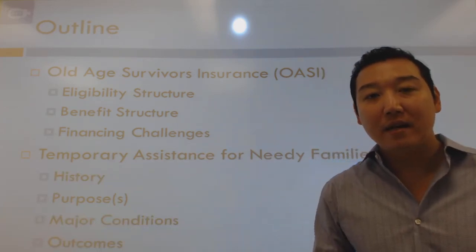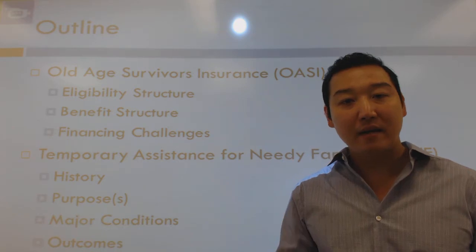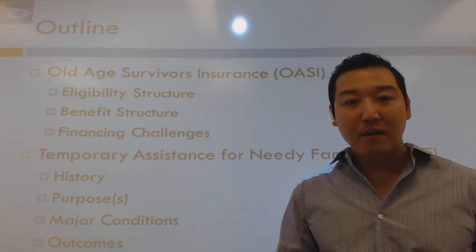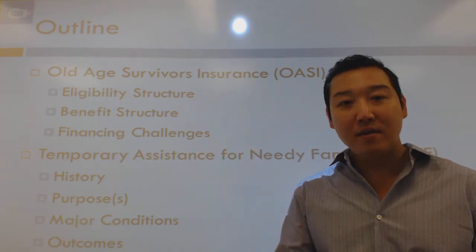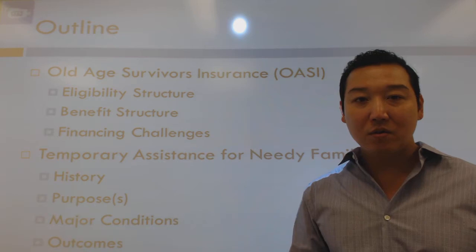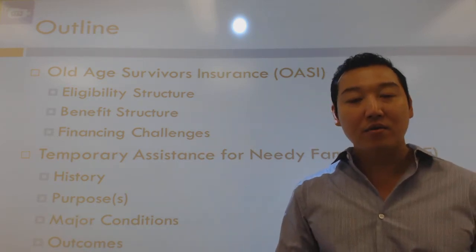All right, so we're now into the second half of the course. And so the first topic that we'll take up in the second half here is looking at the social insurance programs and public assistance programs. We'll dive into these different types of programs. And the first program that we'll look at is old age survivors insurance. This is the formal name given to our Social Security system.